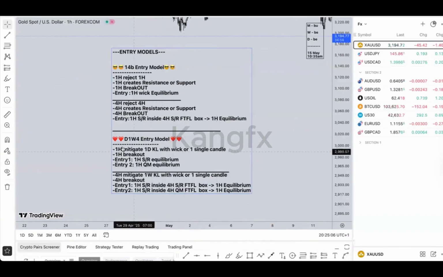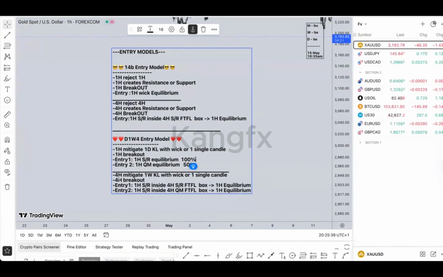D1W4 entry model. 1 hour mitigates 1 day key level with weak or one single candle. 1 hour breakout. Entry on 1 hour support or resistance QM. This is the strongest here. Very strong. I'll call it 100% strong. Why? If you don't want to miss out when the market wants to use the equilibrium, you can use this one. I'll call it 50% strong because it's not as strong as the first one.